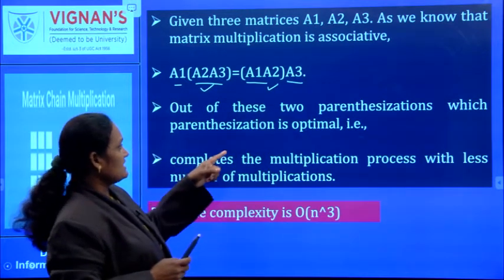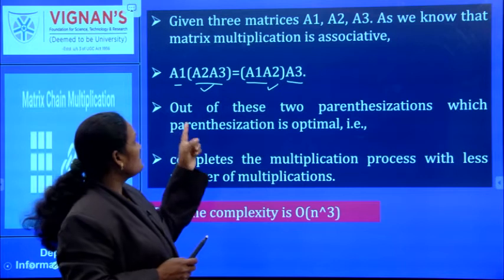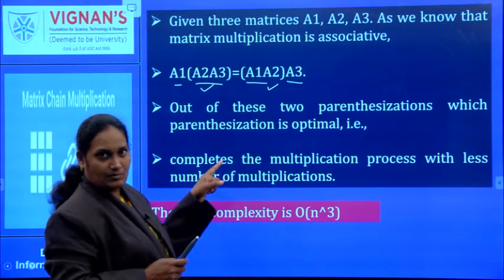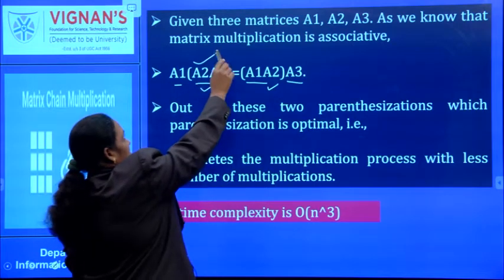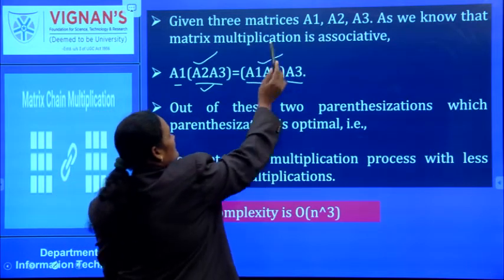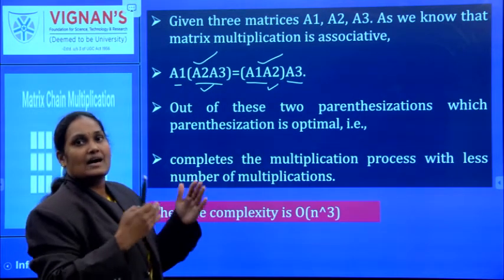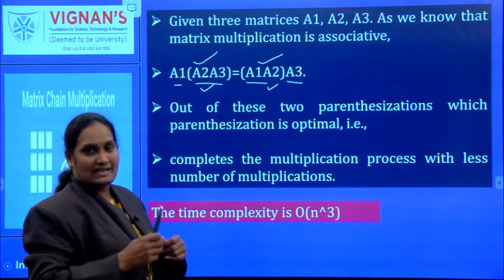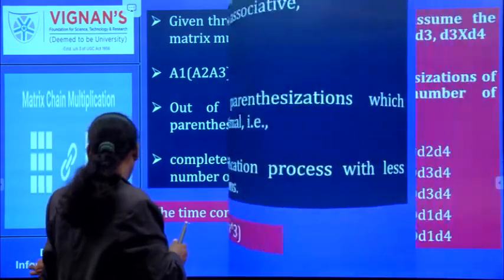Now, out of these 2 parenthesizations, which parenthesization is optimal? That is, which parenthesization completes the multiplication process with fewer multiplications? Whether this parenthesization completes the total process with fewer multiplications, or this one does. We need to find the optimal parenthesization out of those 2. The time complexity of the matrix chain multiplication problem is big O of n cube.